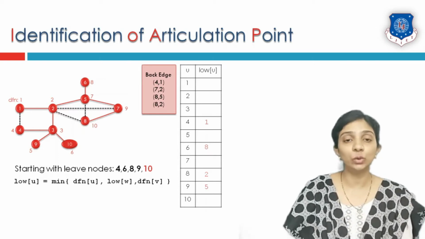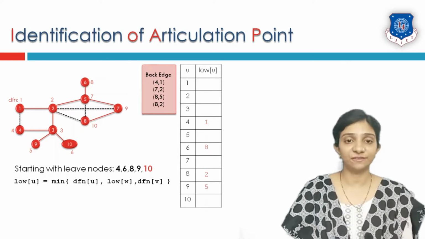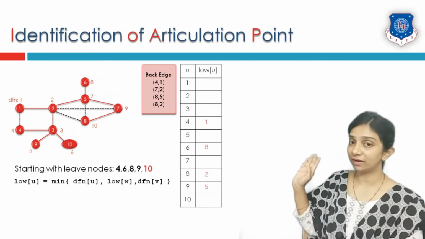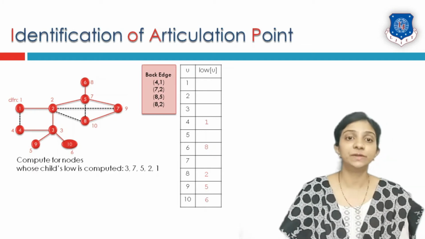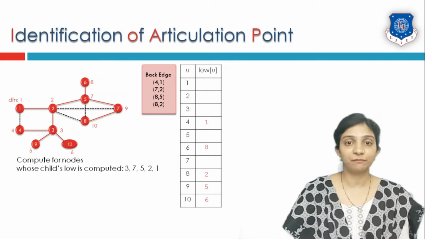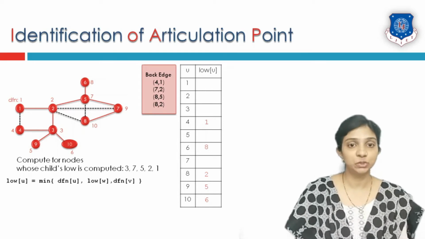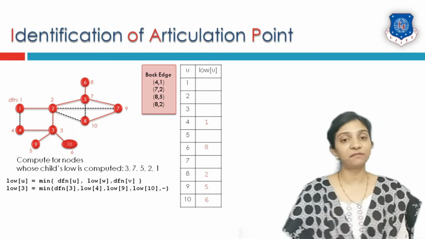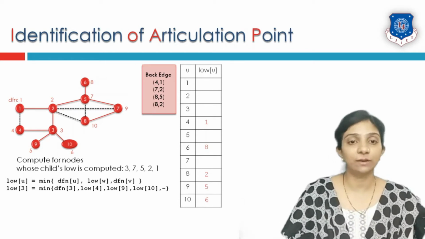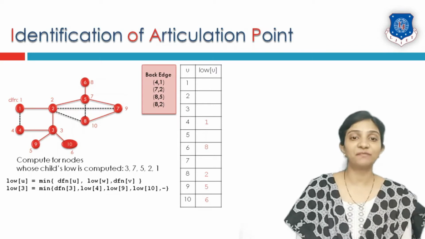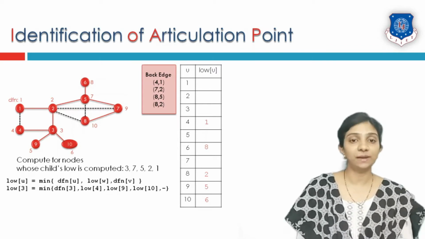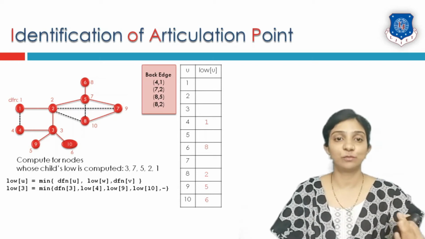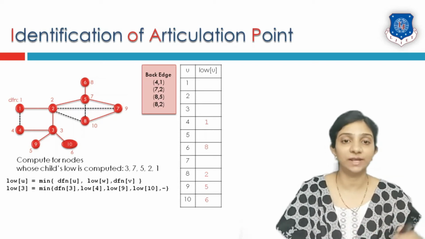So we are going to find those vertices whose children have a correct entry in this table. We will go in the order of 3, 5, 7, 5, 2 and at the last 1. Let us start with low of 3. Now 3's low is calculated as the minimum of DFN of 3, comma its children's low. There are 3 children of vertex 3, that is vertex 4, vertex 9 and vertex 10.